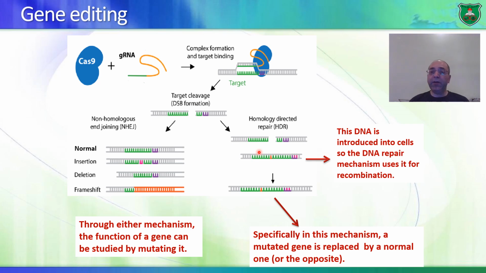We want to study a certain gene and we want to see what would happen if this gene becomes defective. So we take cells, we introduce the Cas9 system with the DNA that is defective. And cells take the normal gene, the good gene, out, and put the defective gene inside the chromosome, and then we can study what this gene does exactly and why it's important.